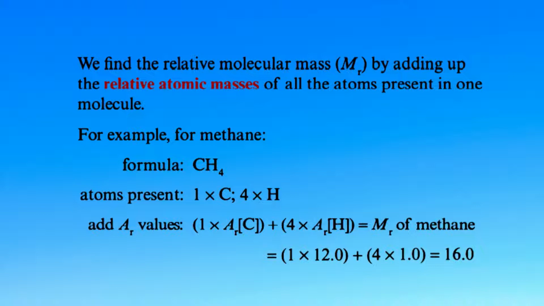We can find the relative molecular mass Mr by adding up the relative atomic masses of all the atoms present in one molecule. Here is an example. Methane is CH4. Ar values of carbon and hydrogen are given in the periodic table. So take the values from the periodic table and substitute them for the Ar values, and since there are 4 hydrogens, multiply by 4. 1 times carbon plus 4 times hydrogen gives you the Mr of methane: 12 plus 4 equals 16.